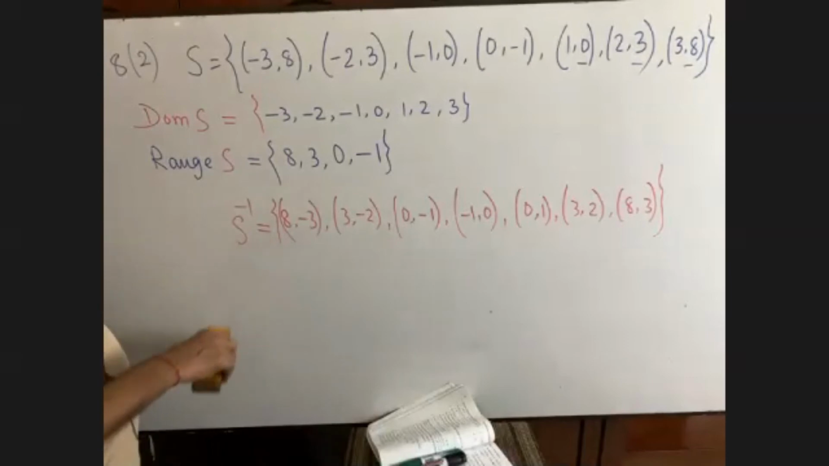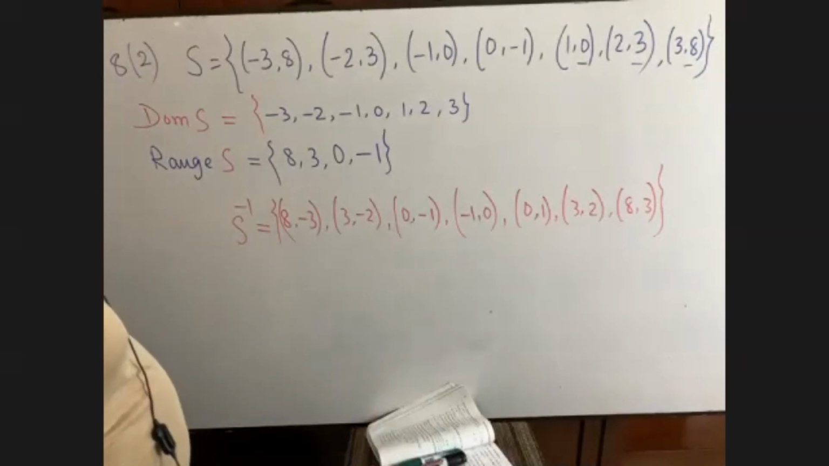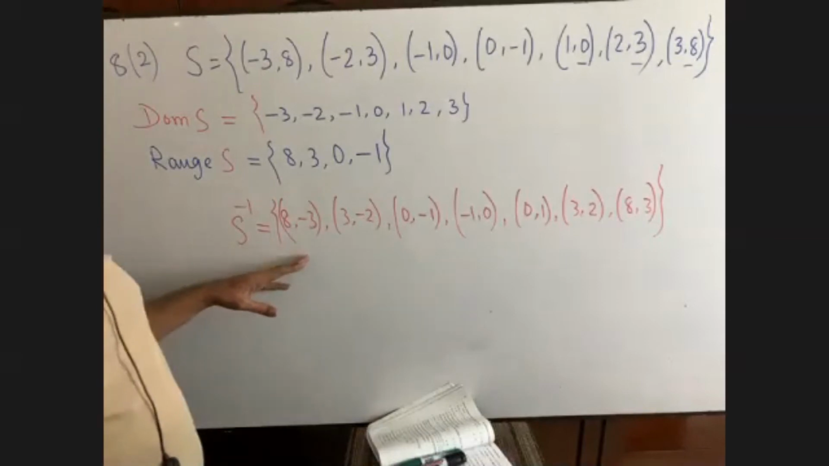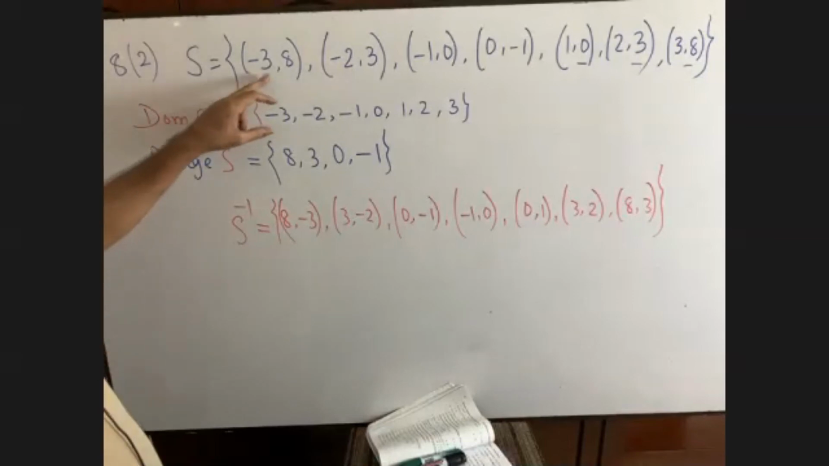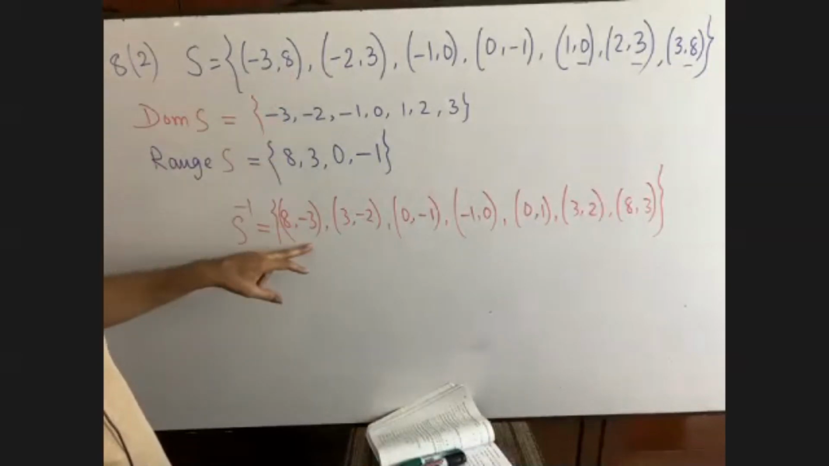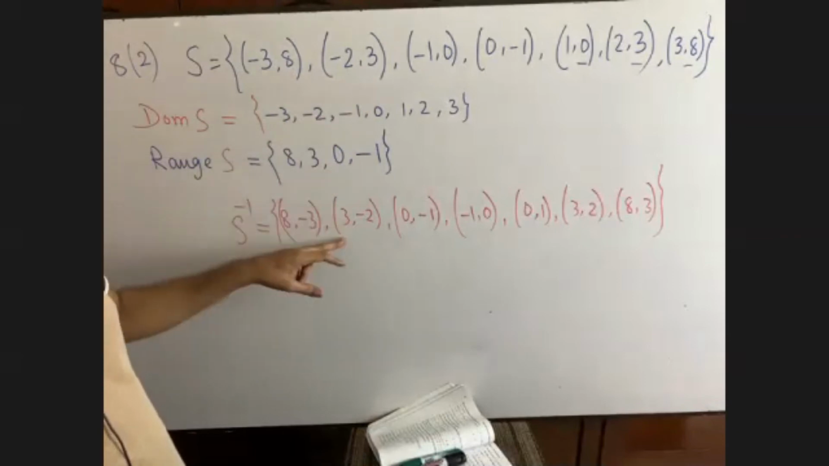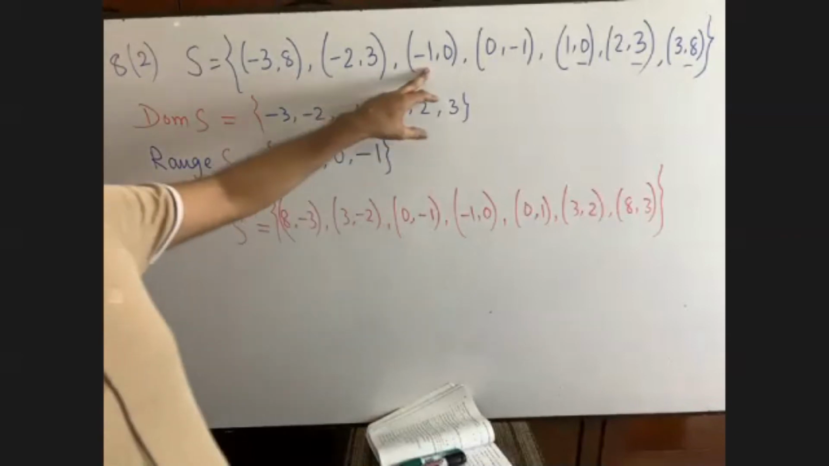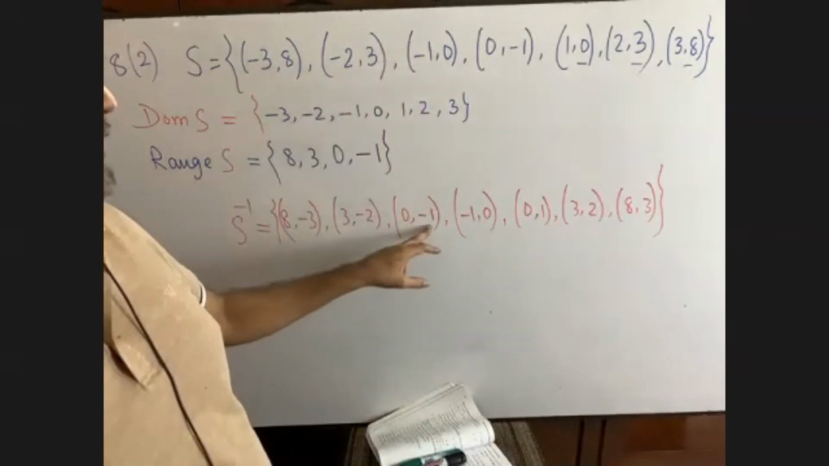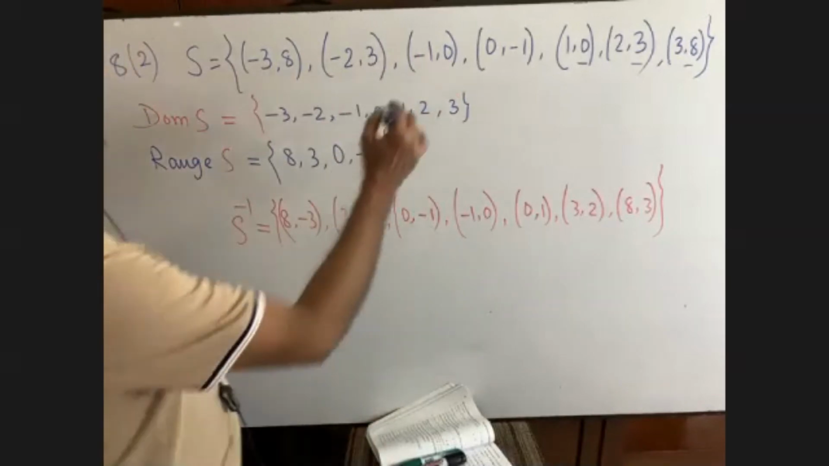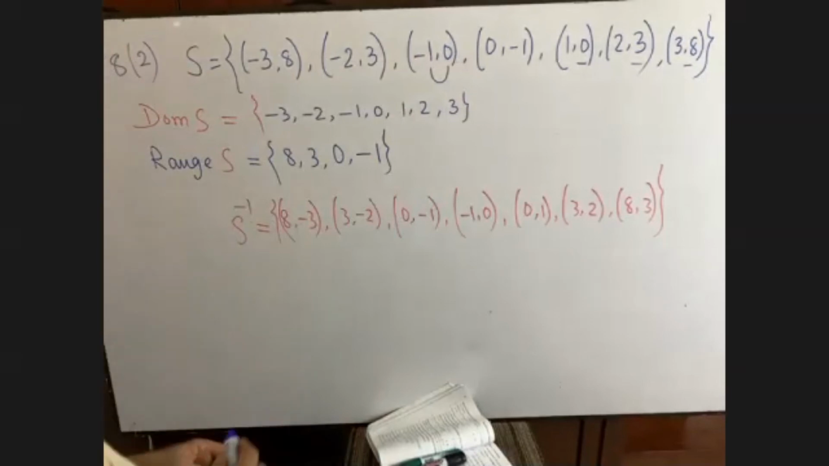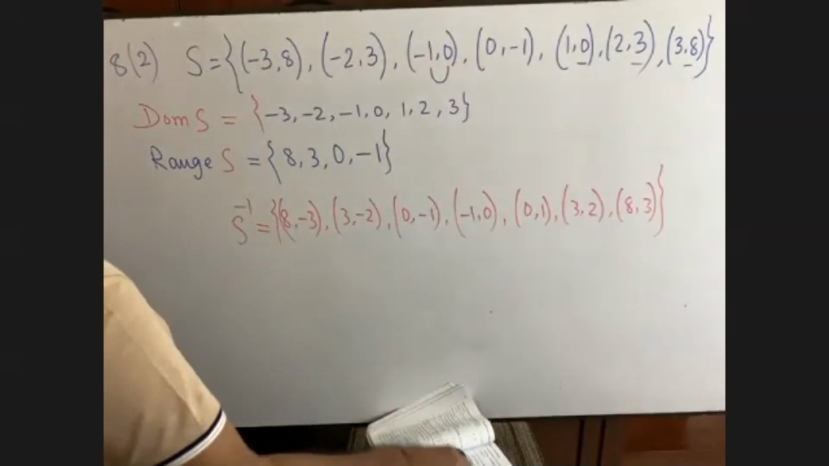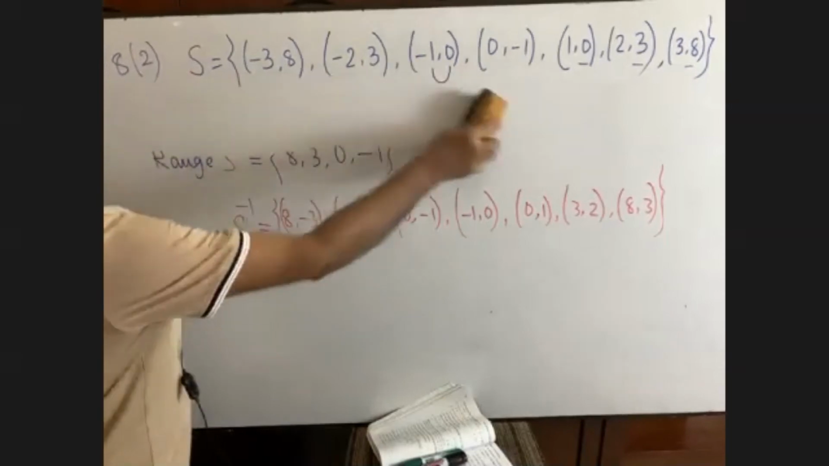Sir, could you explain again how you took the last step, the selection of S inverse? S inverse means what? Domain will be range, range will be domain. (-3, 8) will be (8, -3). (-2, 3) will be (3, -2). (-1, 0) will be (0, -1). I mean, this will be interchanged. Okay? Yes sir.